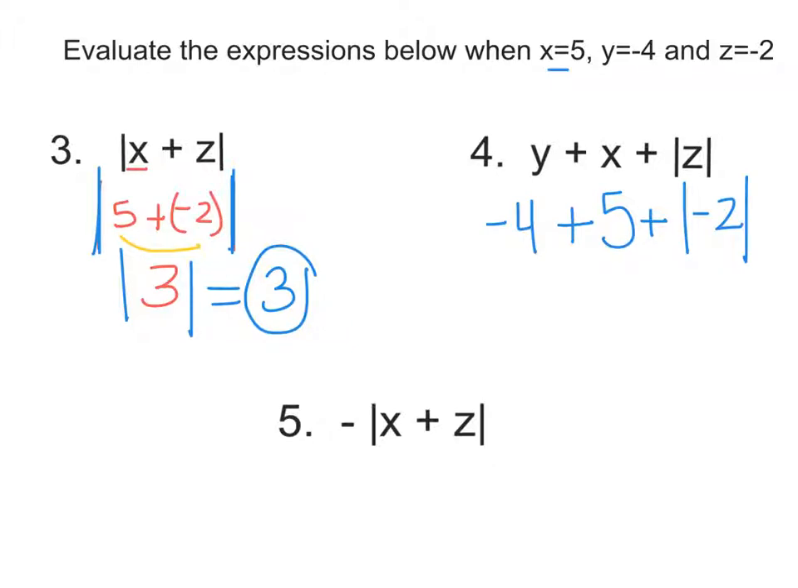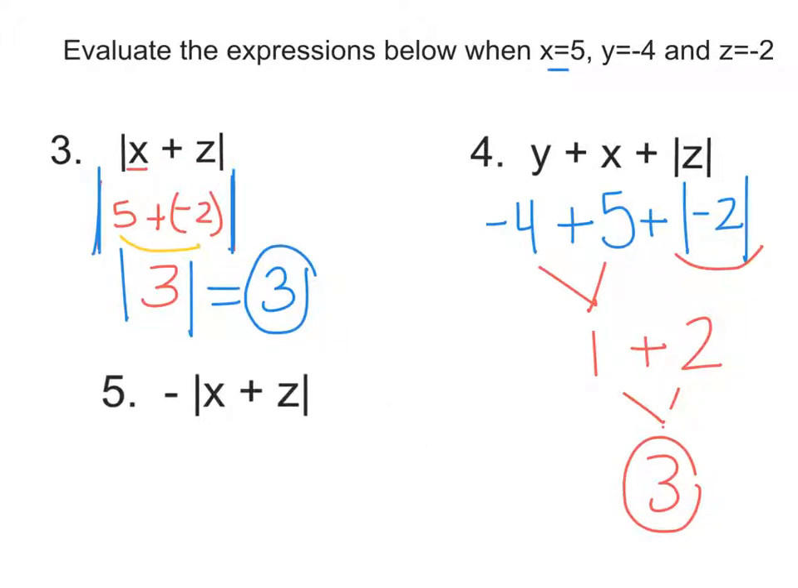All right, now I'm going to simplify this expression. I see that I have -4 plus 5, and that's 1, and then I have plus the absolute value of -2. Well, the absolute value of -2 is just 2, and so now I'm left with 1 plus 2, which is 3.